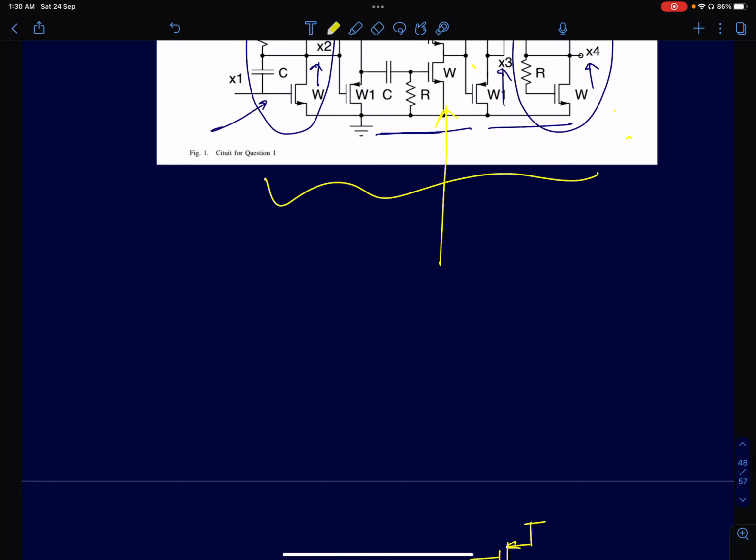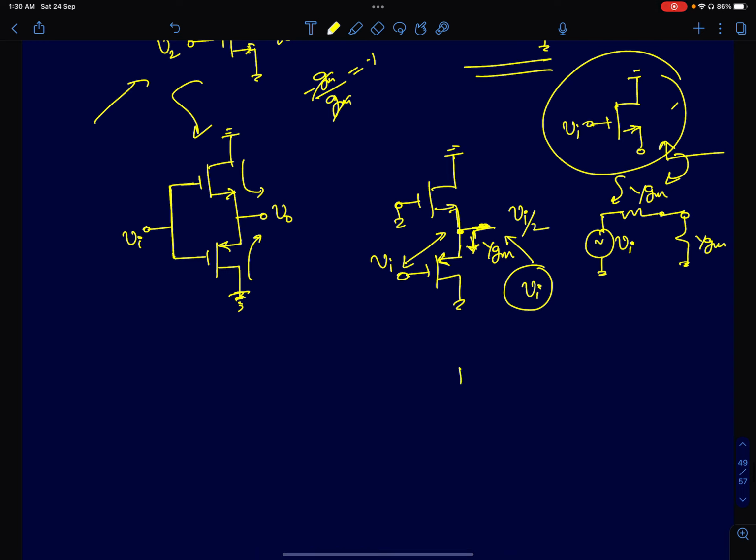So what I have done here is, if I have a structure like this, I made a small typo in the circuit. I said this W is W1 and W1. This should have been 2W1, but it really doesn't matter. W1 is infinity.